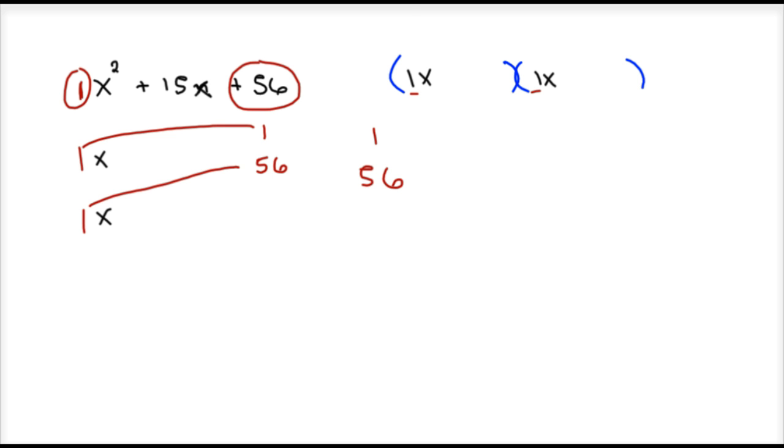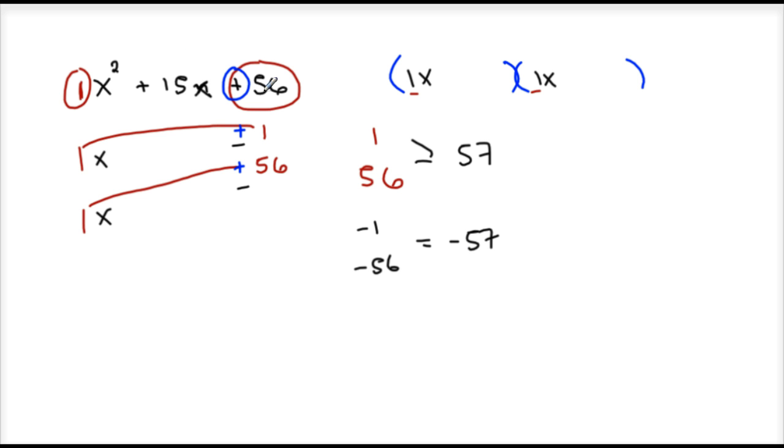No. Since my sign to the 56 is positive, these factors of 56 both have to be positive, because how do I get positive 56? Positive 1 times positive 56, or what's another option? Negative 1 times negative 56. But either way, I'm still going to add these numbers. So if I add 1 and 56, I will get 57. Or if this is negative 1 and negative 56, when I add these two together, I will get negative 57. But does that give me 15?